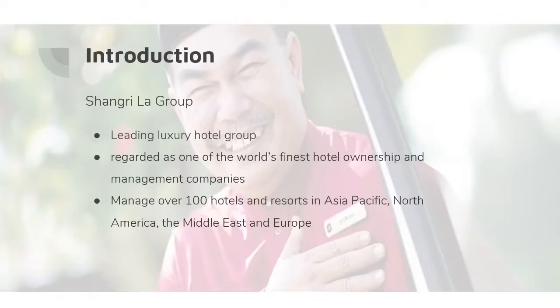Before we start, let me give a brief introduction of what Shangri-La Group is. It is a leading luxury hotel group which is also regarded as one of the world's finest hotel ownership and management companies. Shangri-La Hotel Group manages over 100 hotels and resorts in Asia Pacific, North America, the Middle East, and Europe.